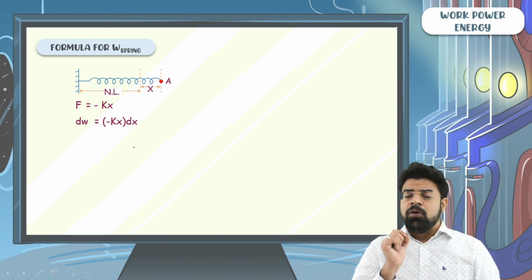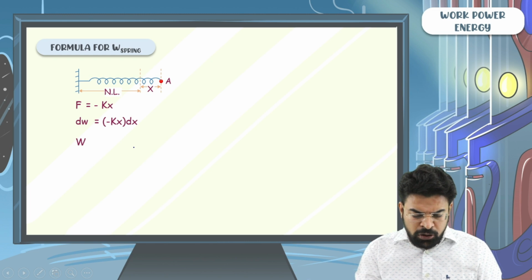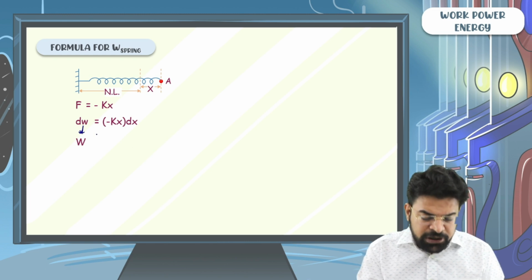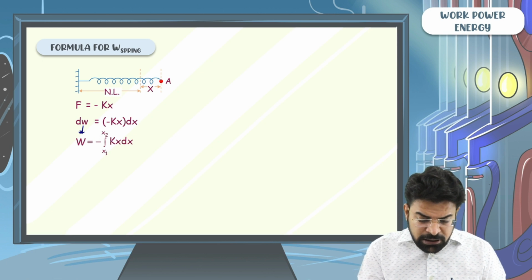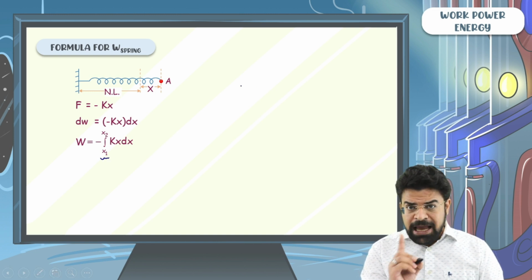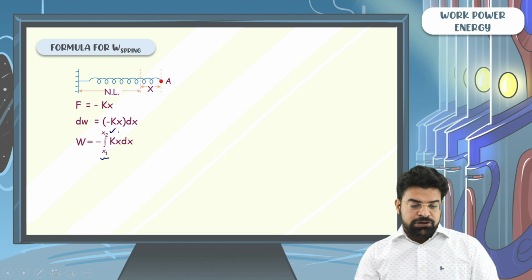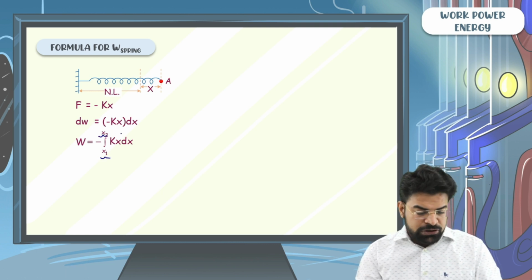You can find the overall work done by the spring just by integrating on both the sides. So if you integrate on both the sides, on the left hand side, integration of dW gives you the overall work done, and on the right hand side you will get minus kx dx. Limit of integration from, let's say, initial elongation x1 to final elongation x2, initial deformation x1 to final deformation x2.